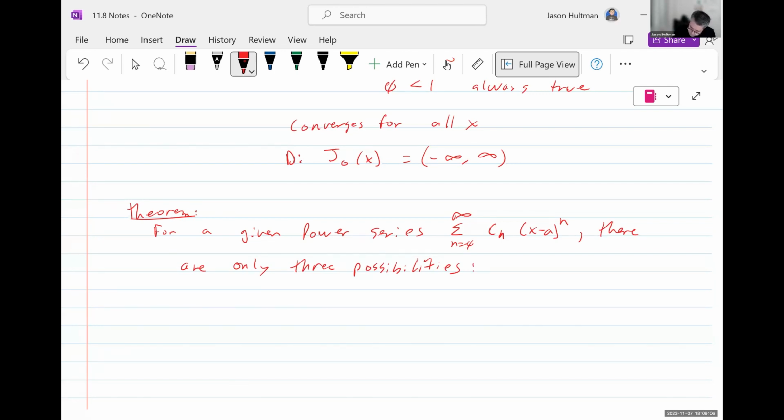Okay, number one, the series converges only when x equals a, or basically at 0. You know, when we're just adding up zeros. If you plug in a for x, you're going to get 0, and so you're just going to add up a sum of zeros, which is 0. It converges, all right, but it's trivial.